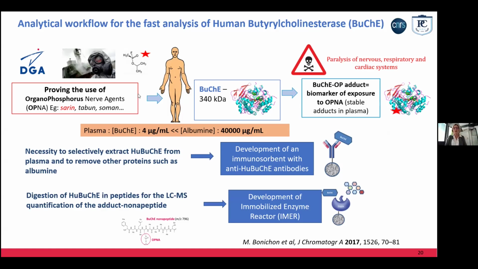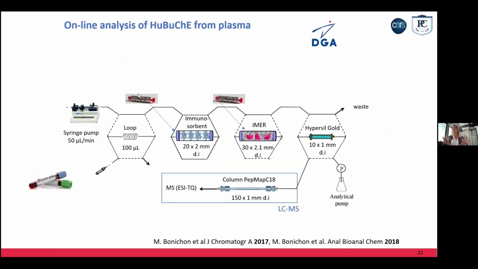For this, we are developing what we call IMER. And then once you have your sorbent, you can pack it in a small precolumn. Once you have the small precolumns, you can connect them to a system of valves. And if you follow the animation, the first step consists in putting the sample in the device and percolating the sample through the immunosorbent. During this step, you can remove all the proteins that do not correspond to BuChE. We only keep BuChE in the system.